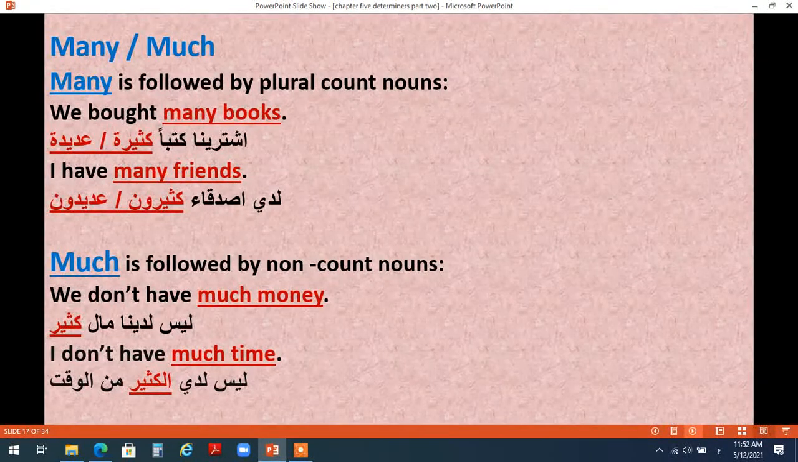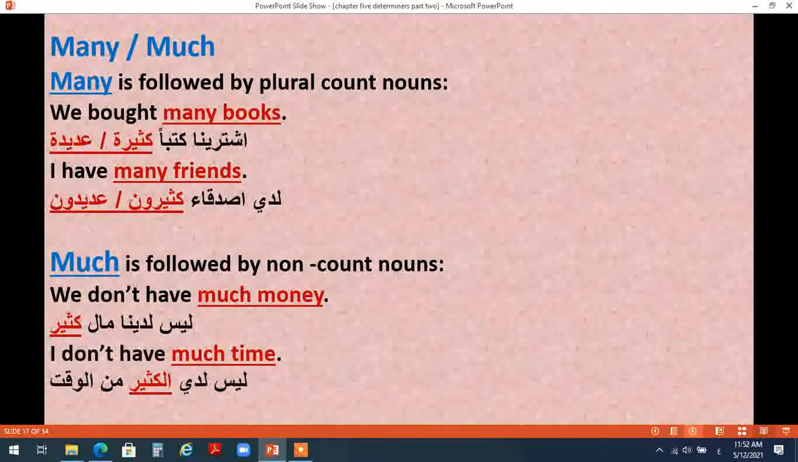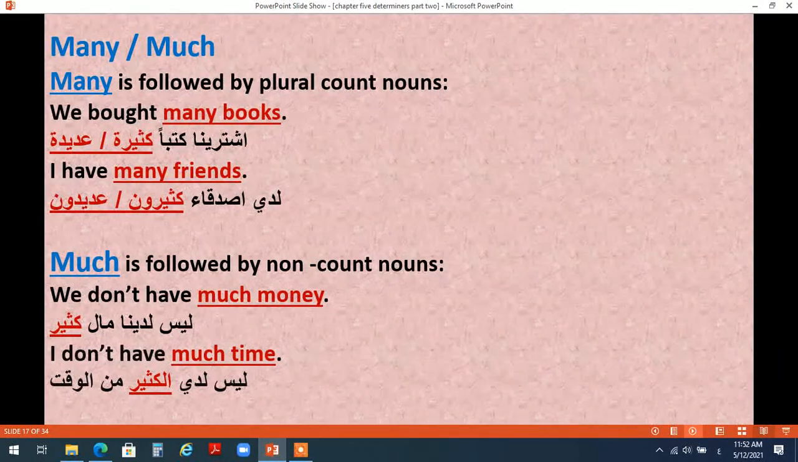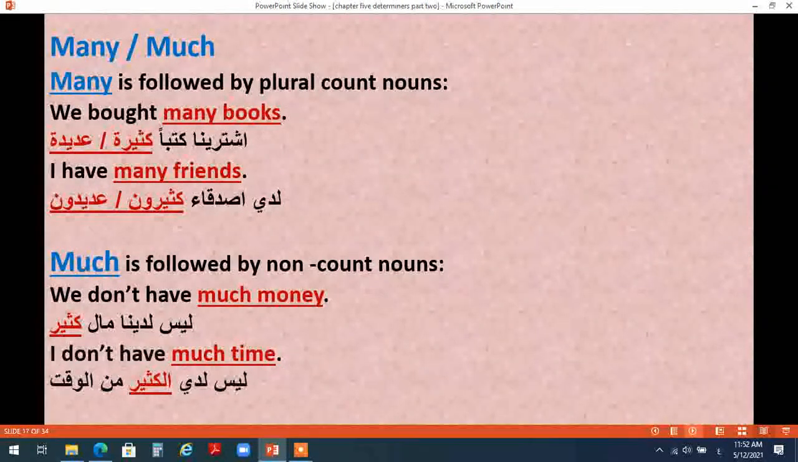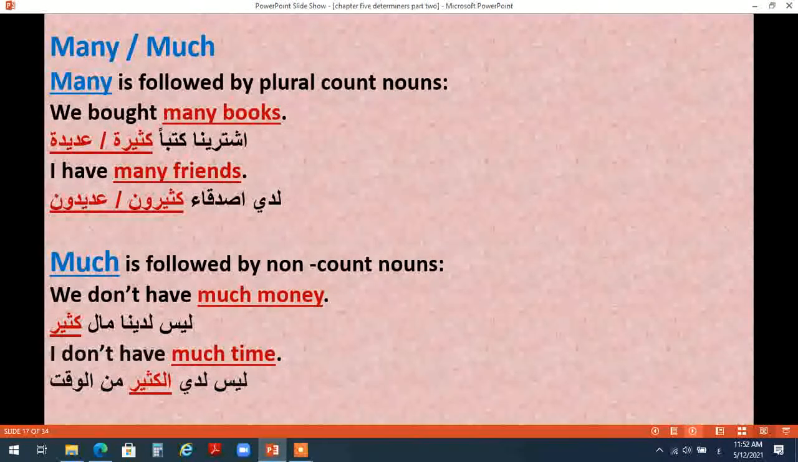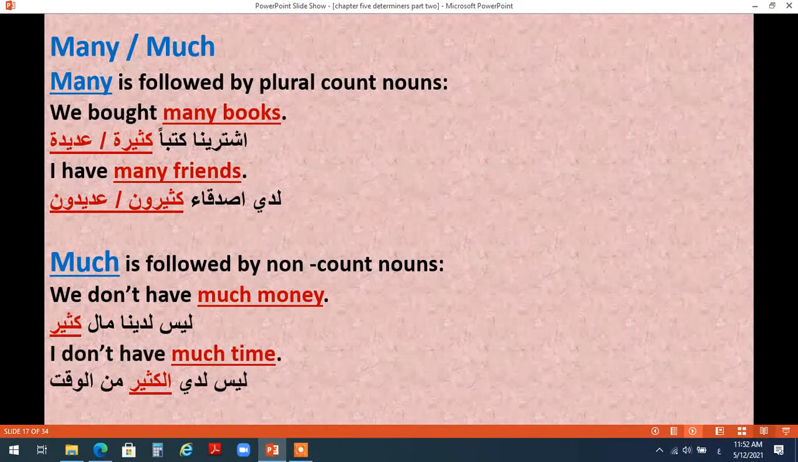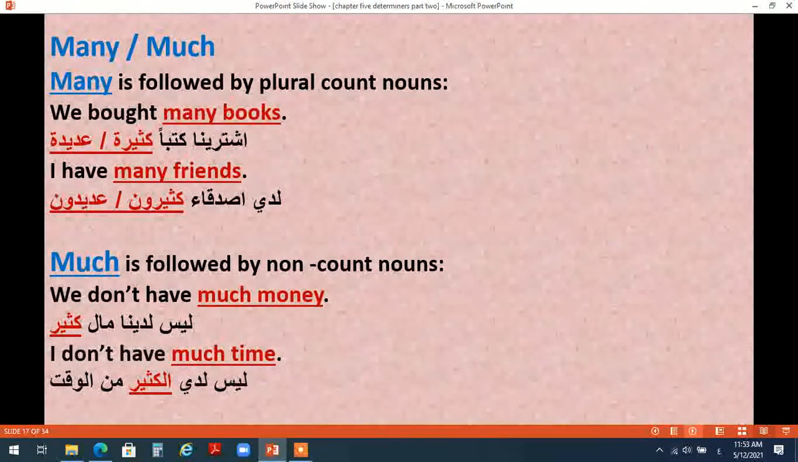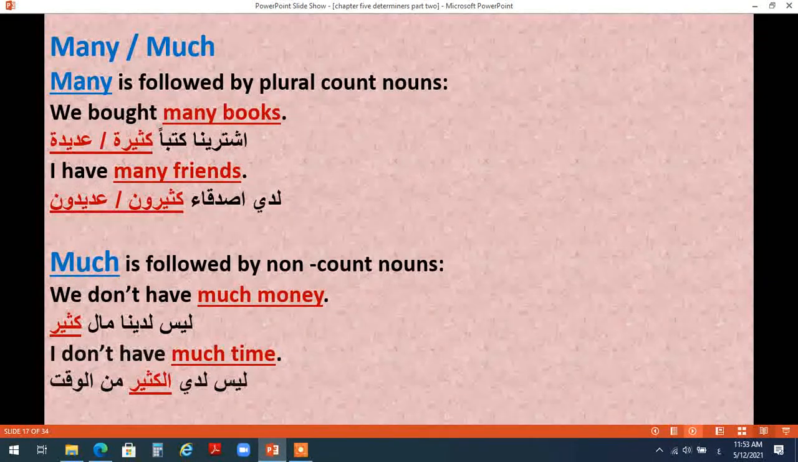Much is followed by non-count nouns. أما much فدائما يأتي بعدها اسم غير معدود. We don't have much money. ليس لدينا مال كثير. I don't have much time. ليس لدي الكثير من الوقت، أو ليس لدي متسع من الوقت. فإذا في الحالتين استخدمنا كلمة كثير للإشارة أو لترجمة كل من many و much.